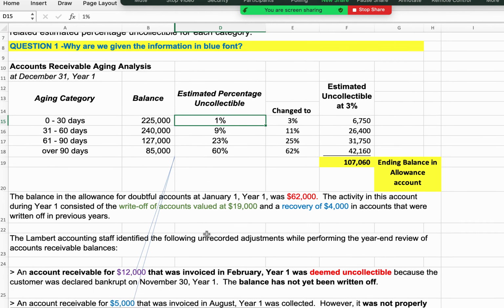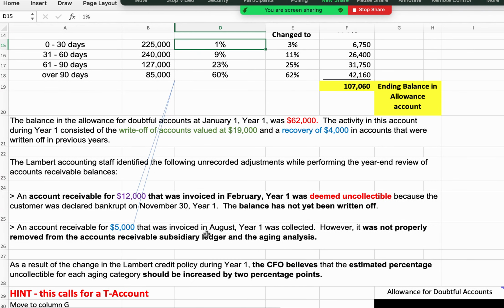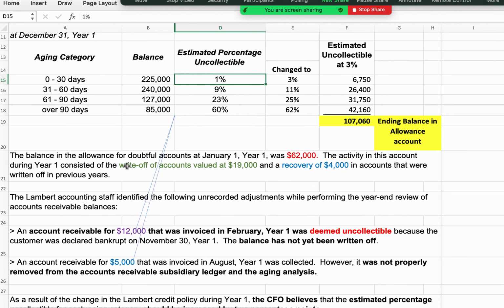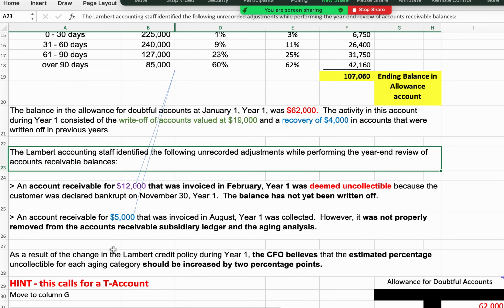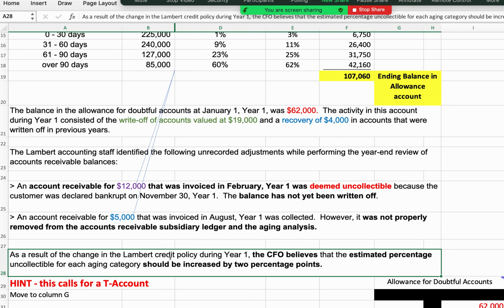And then somewhere around here, we're told that the CEO decides that these percentages are not high enough. So the CEO recommends that all of these percentages of uncollectible accounts be increased by 2%. Now I know that's in here somewhere, but apparently I did not highlight it. There we go, right there. Increased by 2 percentage points. And let's put that in here also.